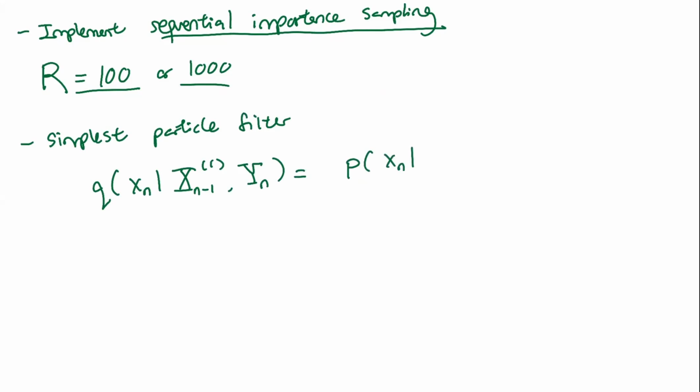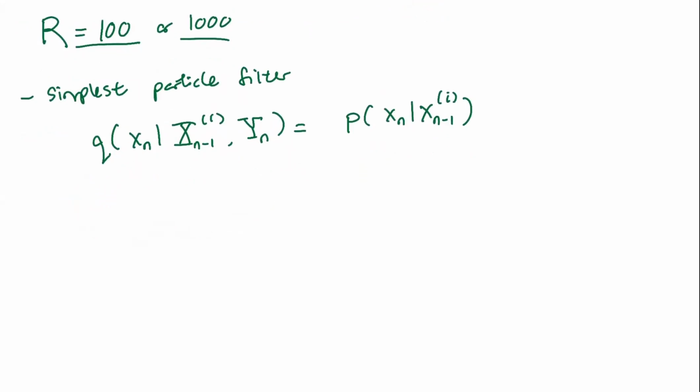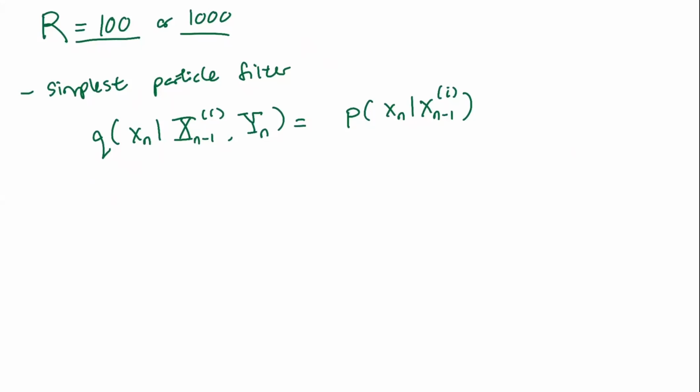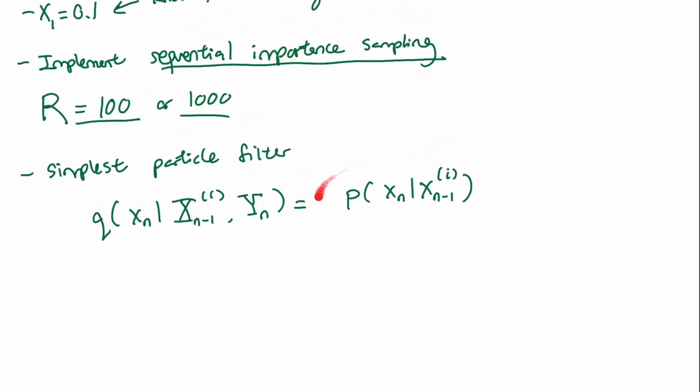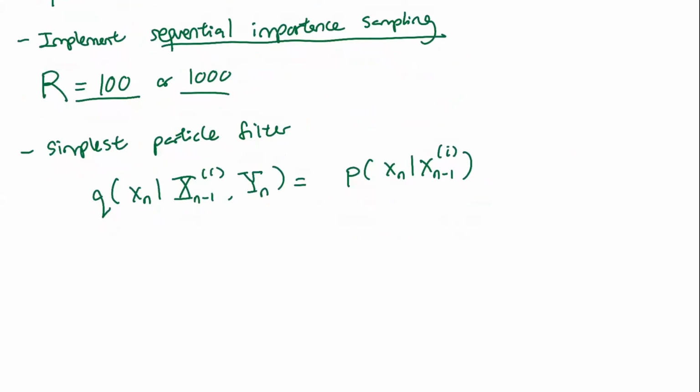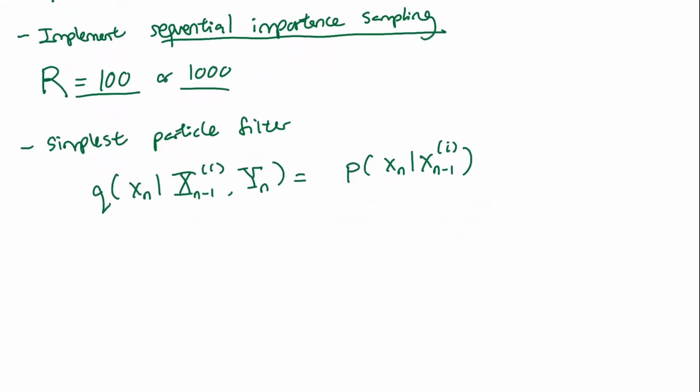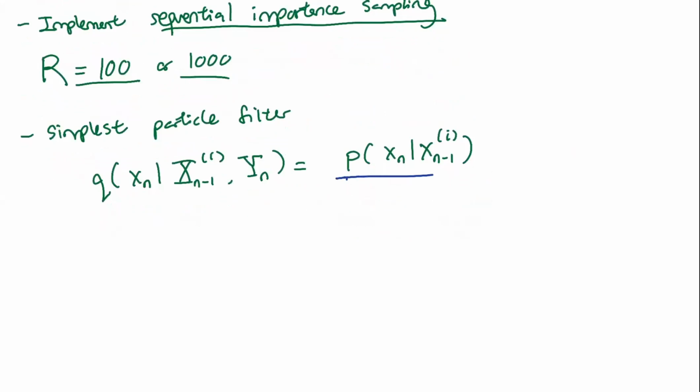So this importance distribution can be as fancy as this, but that is really hard to know, so I'll just use the state transition distribution. And then I implement this algorithm. At each time step, I draw particles from this distribution, I find the weights, then I do resampling, and then I go on to the next time step and so forth. But that said, in order for me to generate samples from this, I need to know what this distribution is.